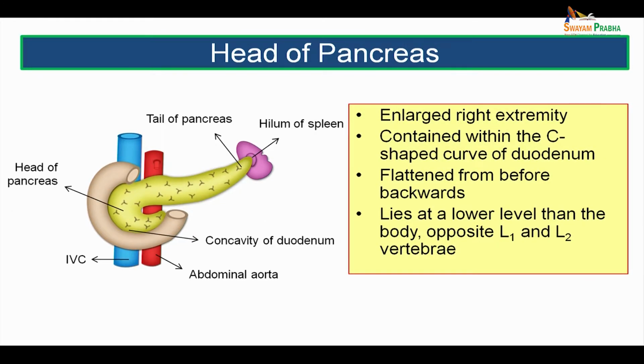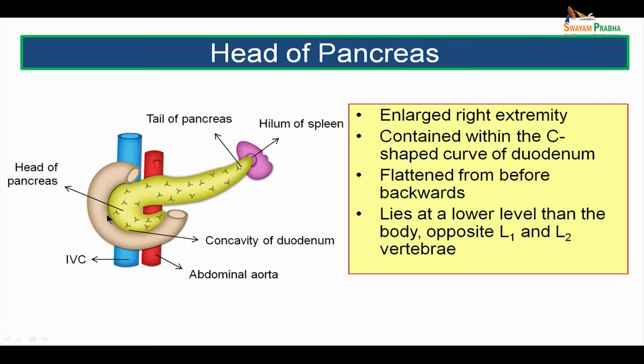Let us now go on to see the visceral relations of the parts of the pancreas. The head of the pancreas is nothing but the enlarged right extremity of the pancreas. It is contained within the C-shaped concavity or curve of the duodenum. The head is flattened from before backwards and it lies at a lower level as compared to the body of the pancreas. It lies opposite the L1 and L2 vertebrae.